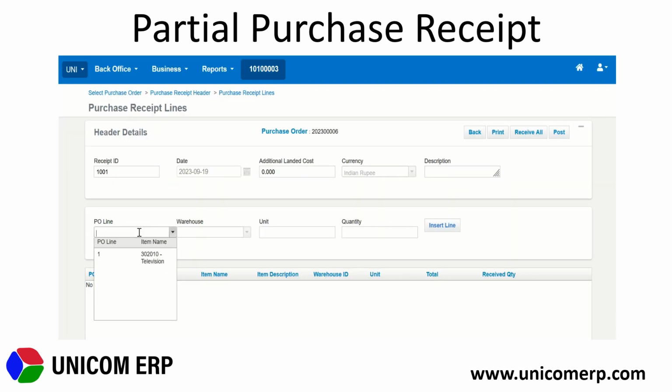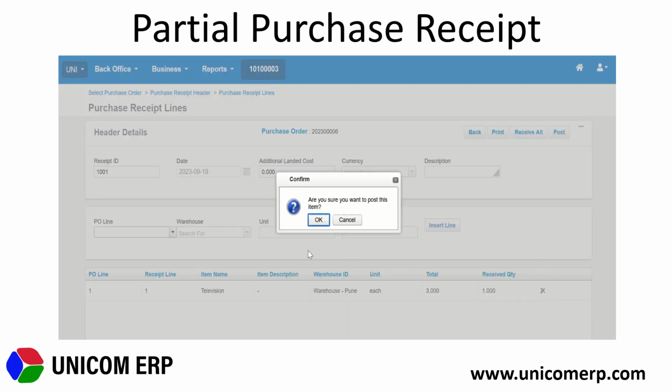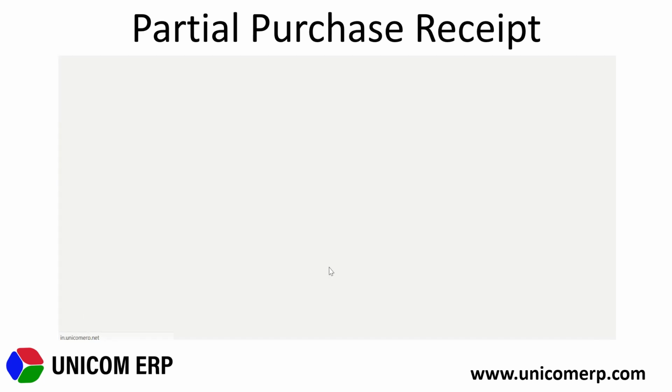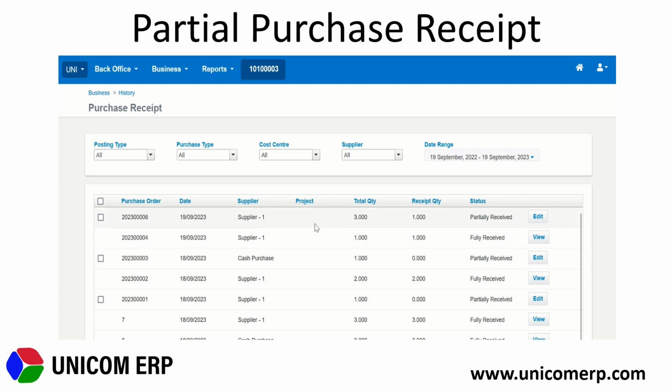Select the purchase order line. The details will be displayed. In the quantity field, enter the quantity that you need to receive now and insert the line. Click Post button to post the receipt. If it is not posted, we can edit the details again. After posting, the quantity received will be updated. We can receive the balance quantity as and when required through the same process.